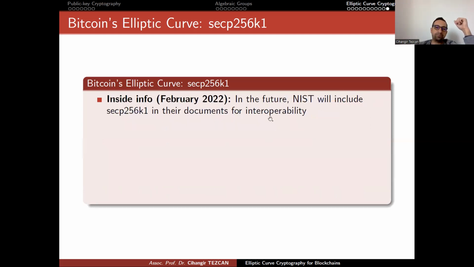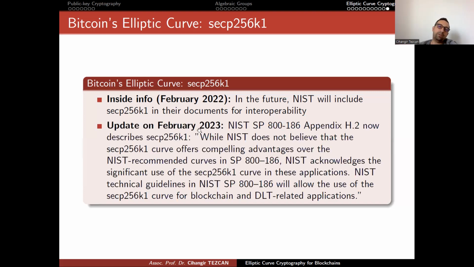So for a very long time, Bitcoin used an elliptic curve that is not used by NIST or many other people. Last year when I was teaching, I told you that I had inside information around February 2022. Since this elliptic curve is now used in all of the cryptocurrencies, I said that NIST will include this elliptic curve in their documents just for interoperability. And this happened last month. NIST published their new document, NIST SP 800-186. This special publication actually removes the digital signature algorithm, by the way, so it will no longer be used, which I also mentioned last year.